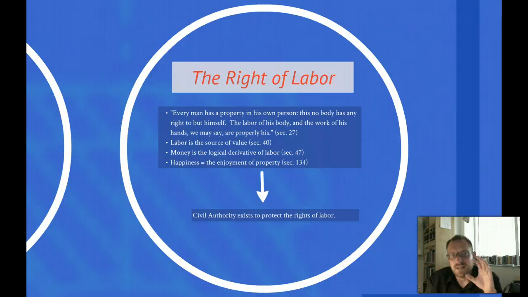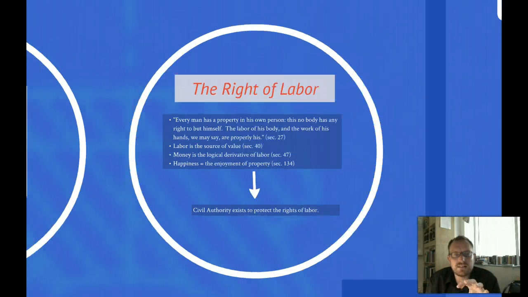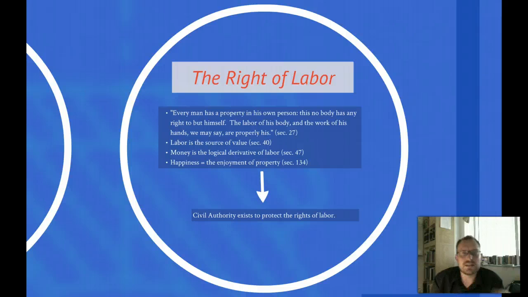Now, I want to talk a little bit about the right of labor. What is the right of labor? For John Locke, and this is fundamentally important, you should put this in your notes, the whole system of political philosophy gets derived from this discussion of property. And here's one of the things he says in section 27: Every man has a property in his own person. This nobody has any right to but himself. The labor of his body and the work of his hands, we may say, are properly his. So that's where property begins.